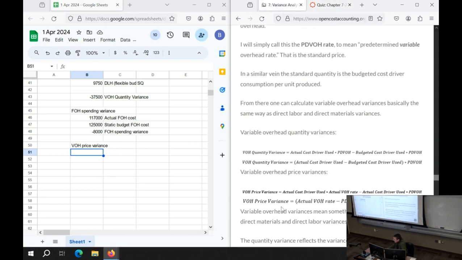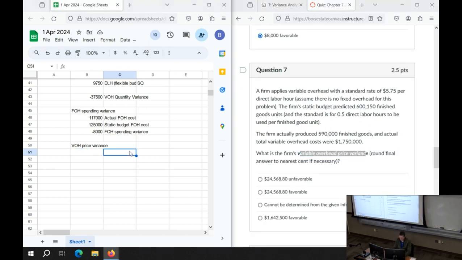Just like our more traditional equations, we have an actual price minus standard price, all in parentheses. If we understand what these terms mean, we know this is actual price, this is standard price. The difference of those two times our actual quantity, meaning our actual cost driver used. So we're going to need actual price, standard price, and actual quantity. So let's try and pull those out.